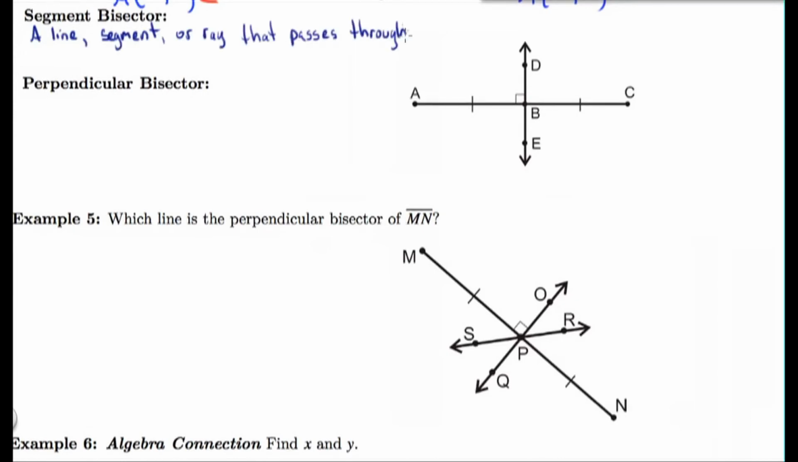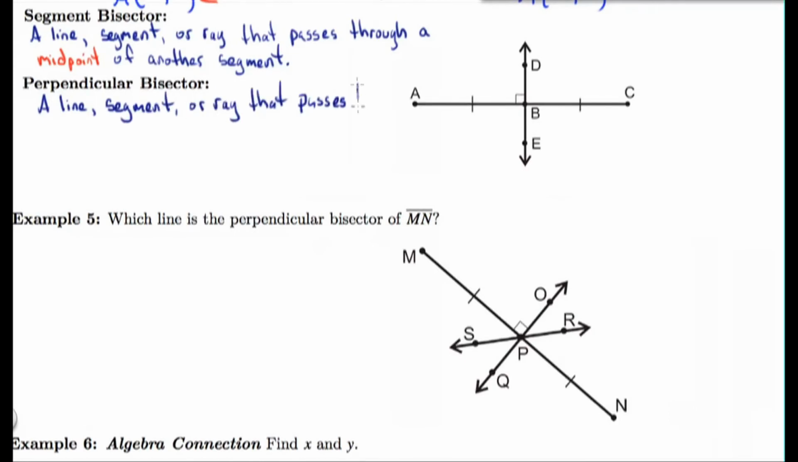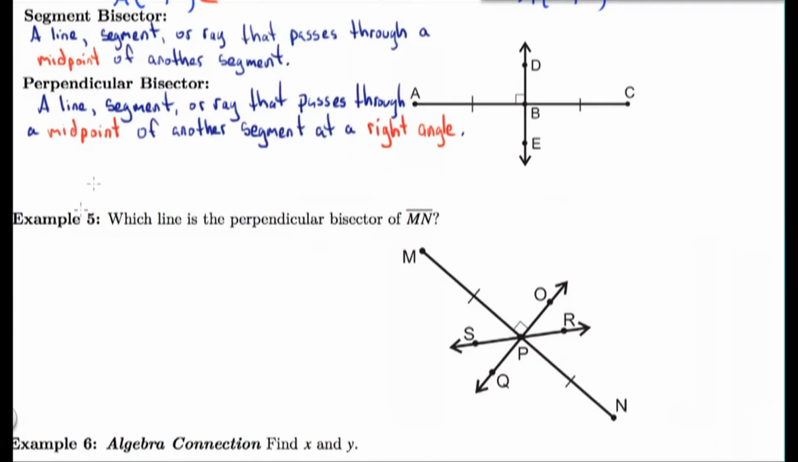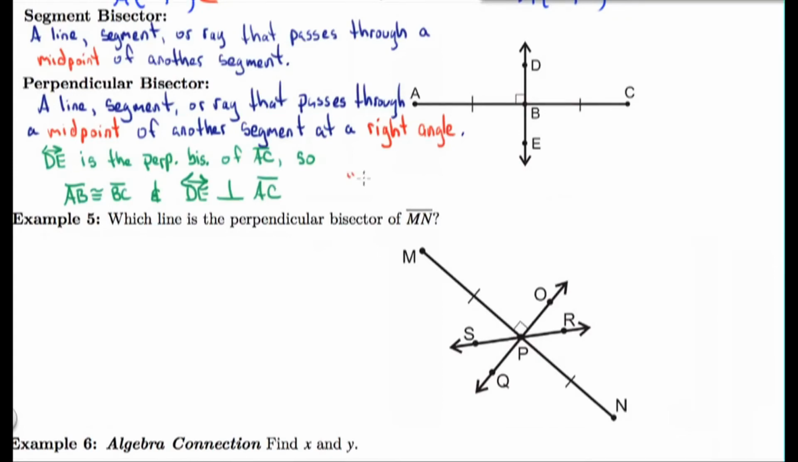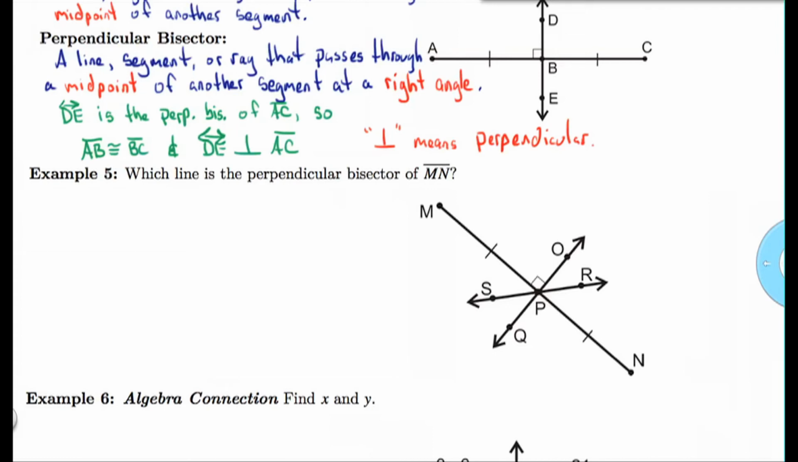Okay, next one, segment bisector. A line, segment, or ray that passes through a midpoint of another segment, like we see here on the figure to the right. But then we also have a perpendicular bisector, which is a line, segment, or ray that passes through a midpoint of another segment at a right angle. So on the figure here we see line DE is the perpendicular bisector of segment AC, so that segment AB is congruent to segment BC, and line DE is perpendicular to segment AC.